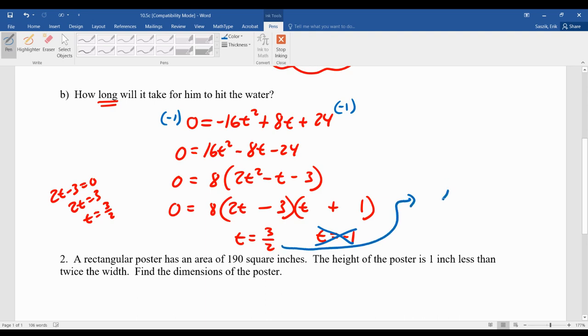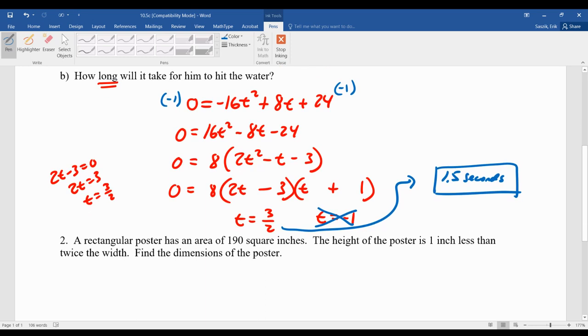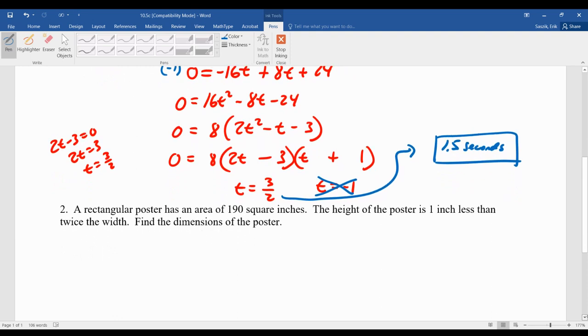And our answer is going to be 3 over 2, which is 1.5. It takes the diver 1.5 seconds to hit the water. Okay? The -1 is what we call an extraneous solution. We toss that.